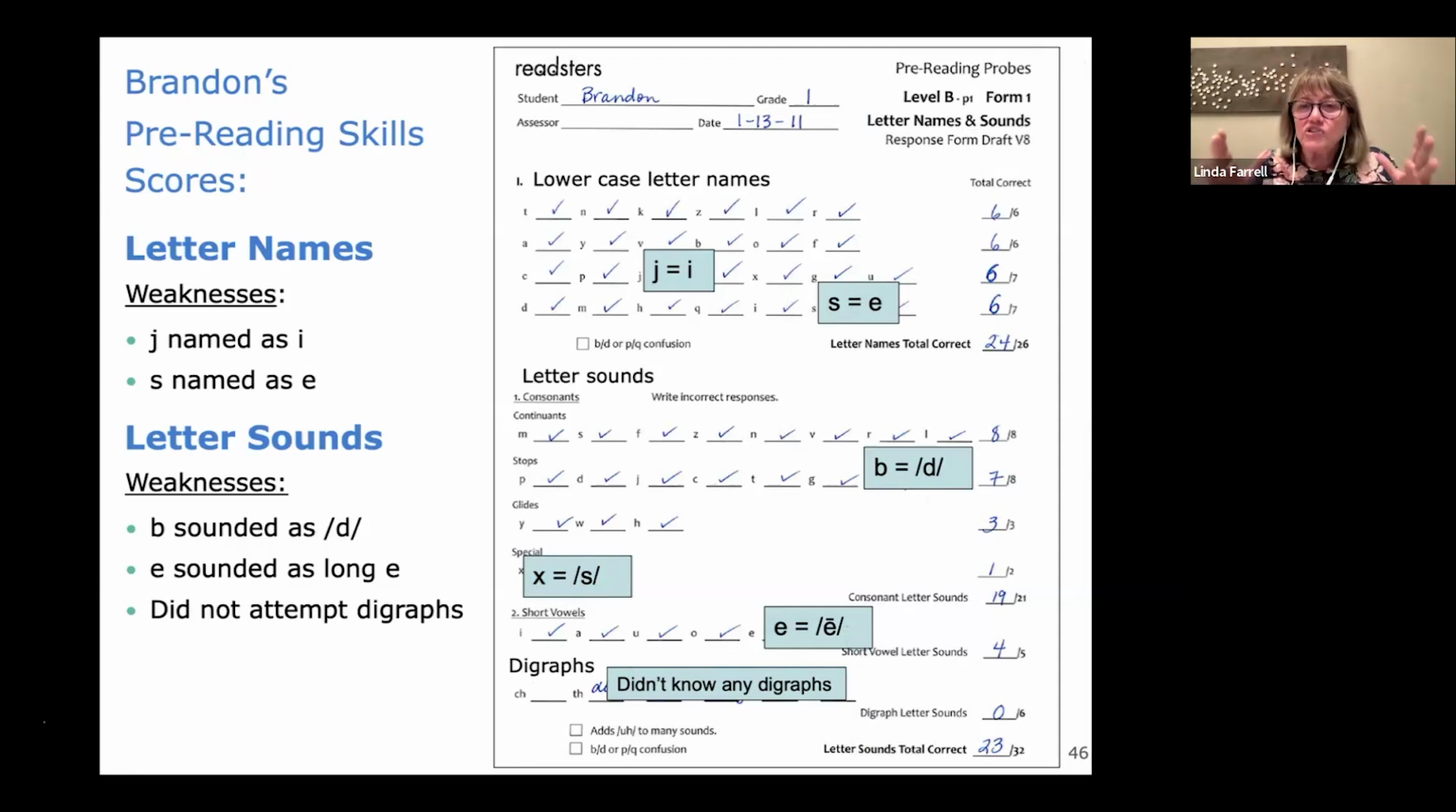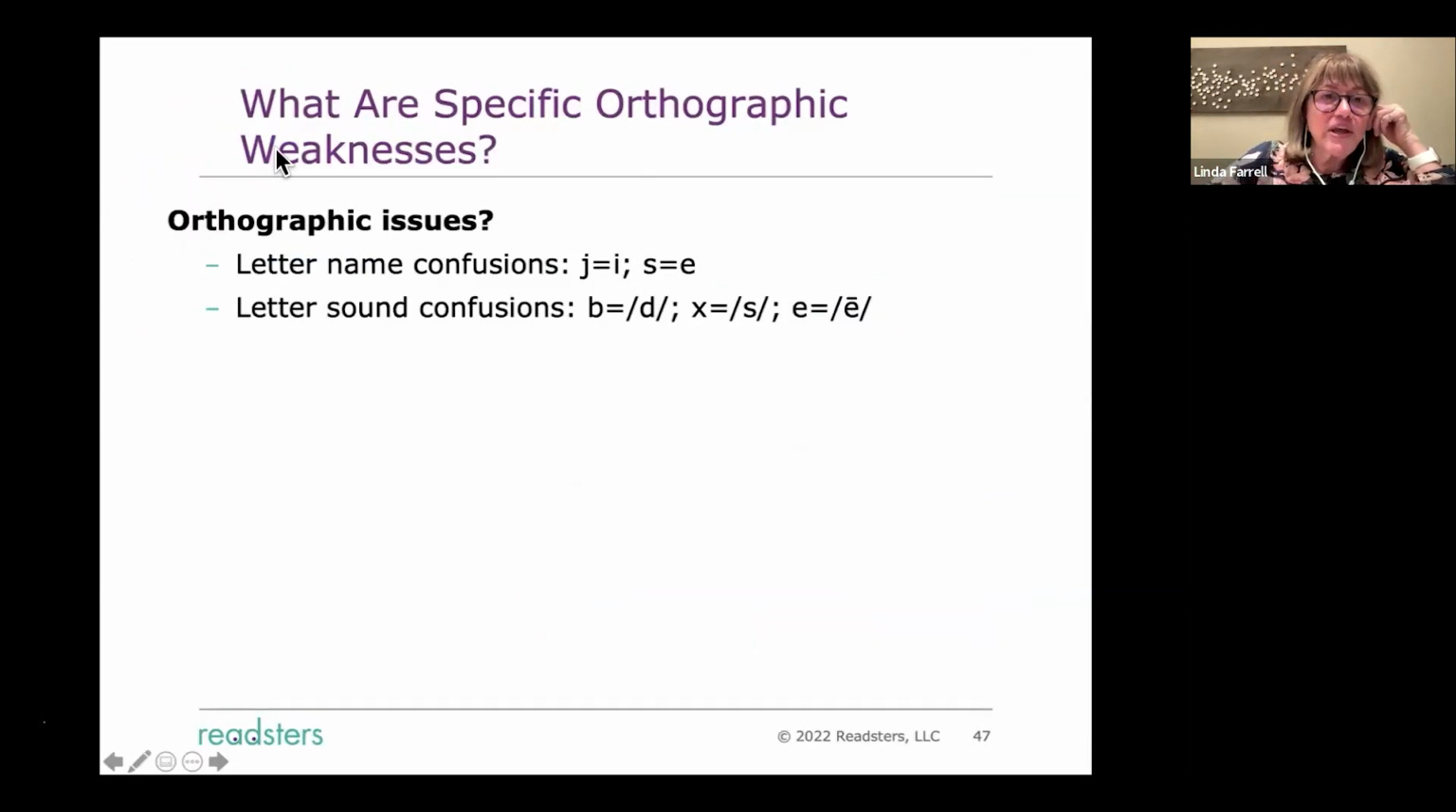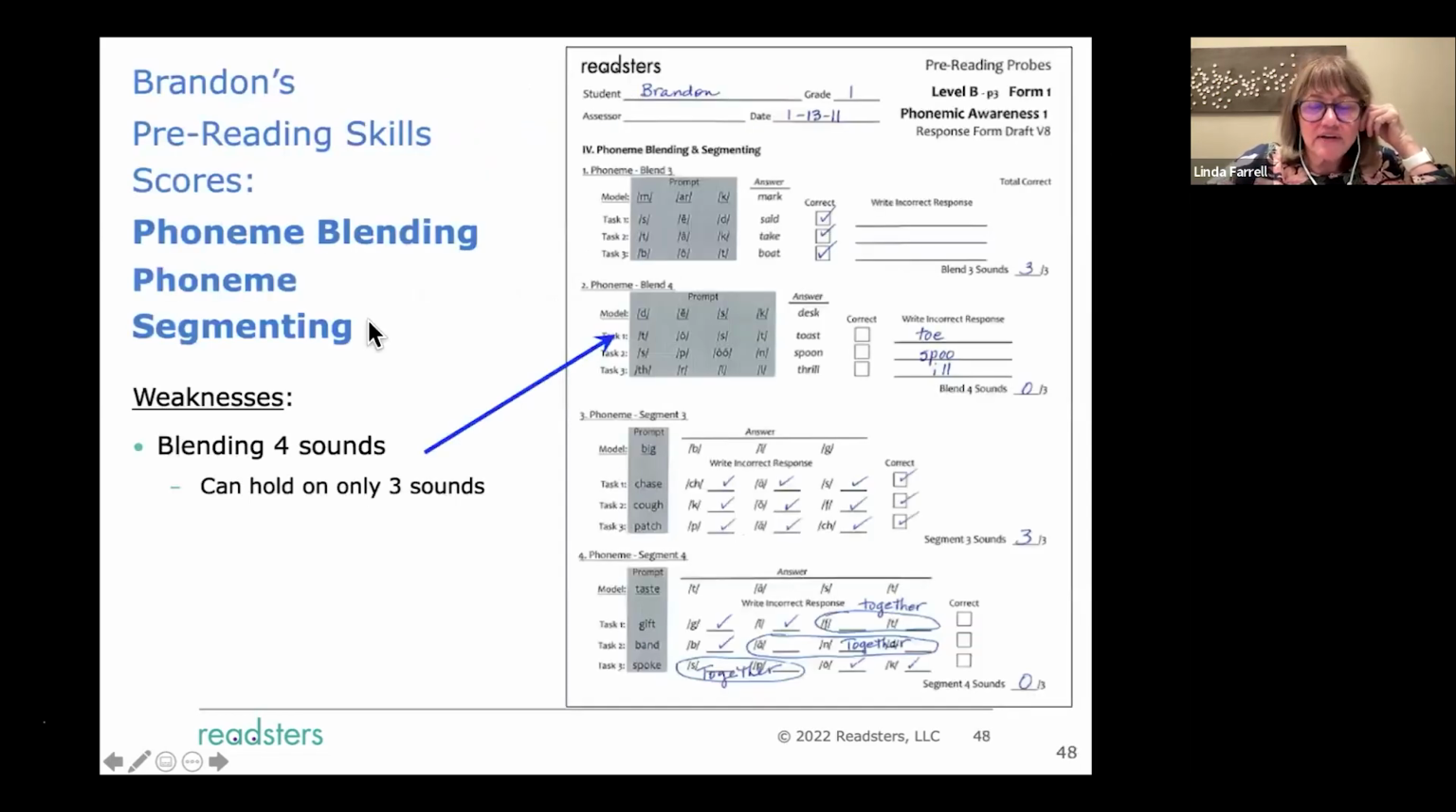So we've got instruction. We've got a diagnosis that now tells us exactly where we start our instruction. That's what we're going to start working on. So we can literally say, what are his orthographic issues? What are his phonemic issues? So let's go and look and see here.